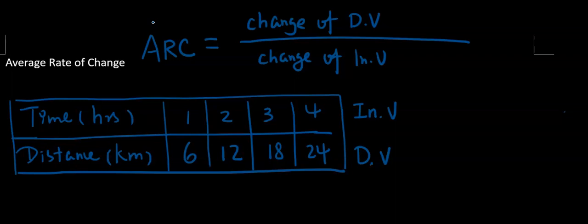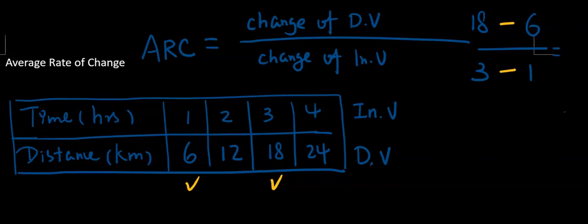Alright, let's try it two times. The first time, I'm going to pick this point and this point. I'm going to pick these two pairs. Now, changes of the dependent variable. If we talk about changes, we're going to subtract. So we're going to use 18 minus 6 on the top. On the bottom, we have 3 minus 1.